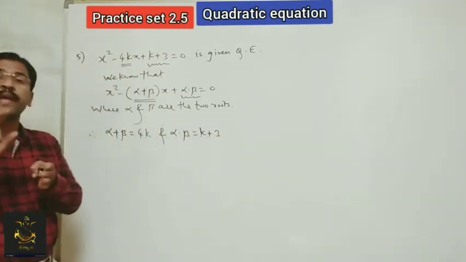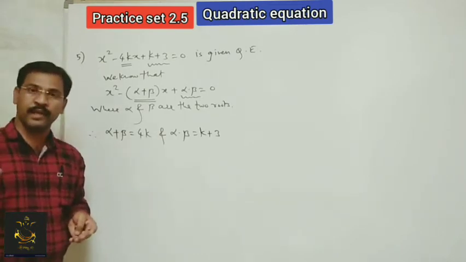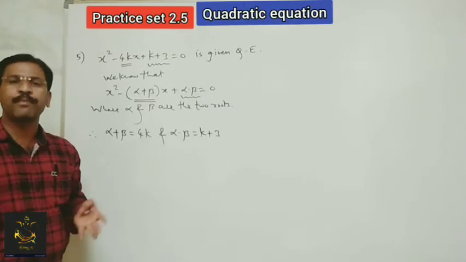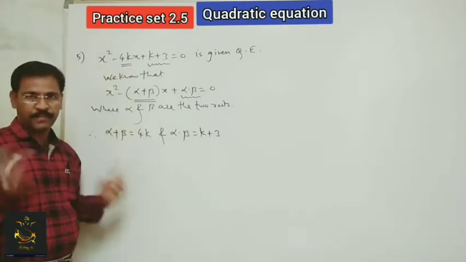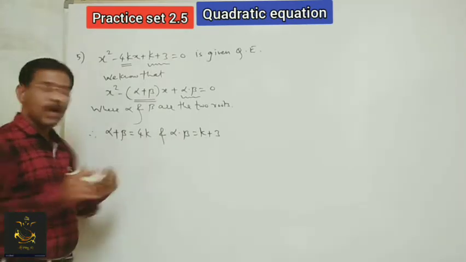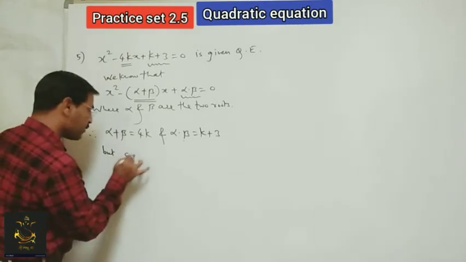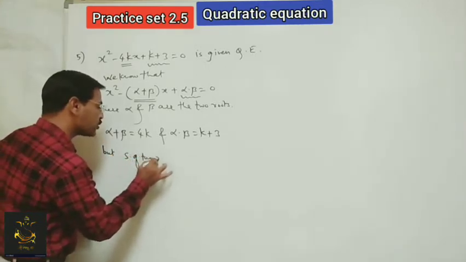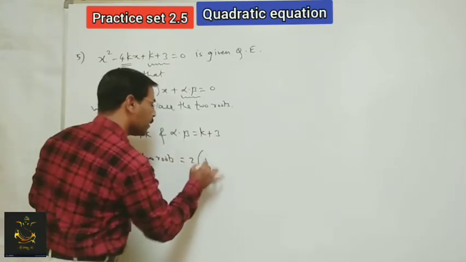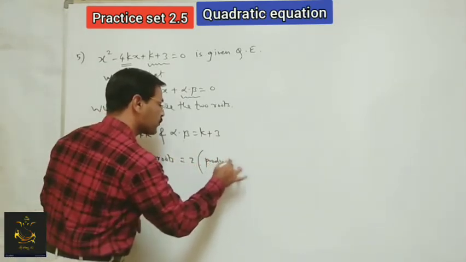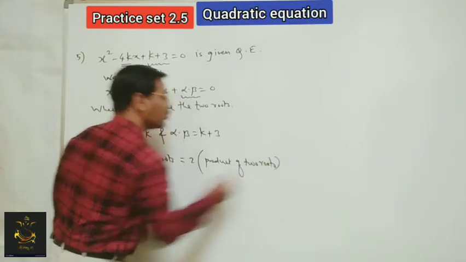Same example we can solve by using alpha plus beta is equal to minus b upon a and alpha into beta is equal to c upon a also. But this is very easy by this method. That is it. Okay, now both we know here, but the given information is what? Sum of two roots is equal to double the product of two roots. That is given to us.